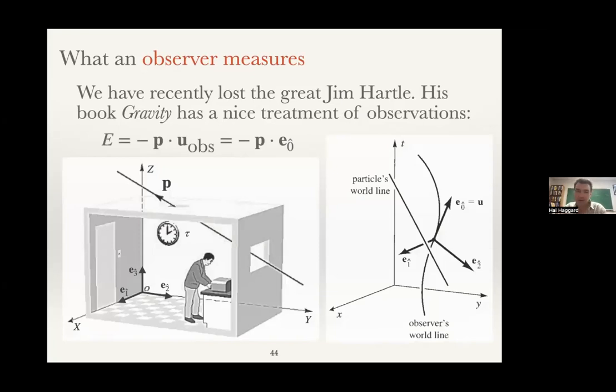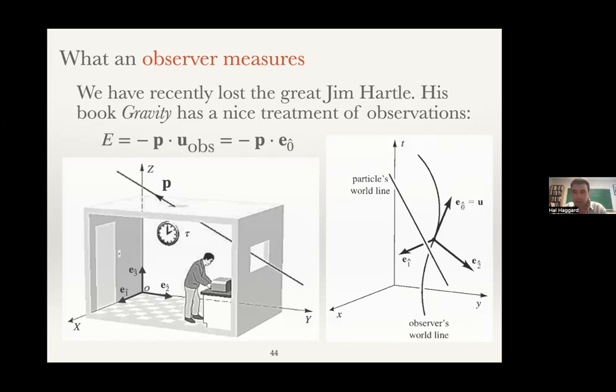Maybe some of you know, we had a very sad news the last month. The great Jim Hartle, a relativist who's done many, many things, worked closely with Stephen Hawking, and he just passed away. So I thought it might be nice to mention him and honor him here. And I wanted to do it partly because in his undergraduate introduction to general relativity, he has a beautiful way of thinking about observations in general relativity.